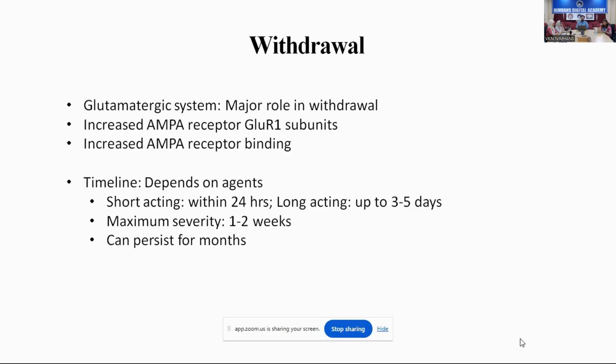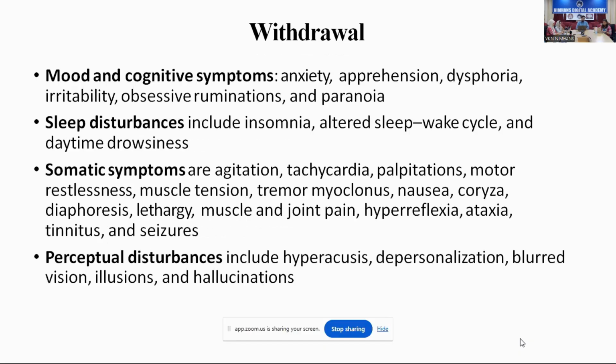Sometimes you might land in a state of delirium, or you might throw a seizure. These are the physiological manifestations of glutamate excitotoxicity in cases of withdrawal. Right. So what are some specific symptoms of benzodiazepine withdrawal?